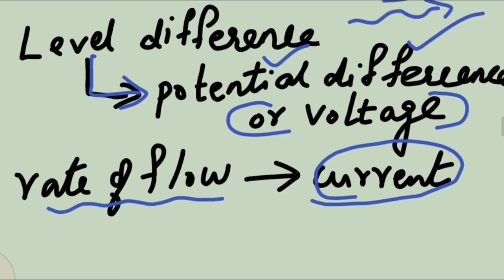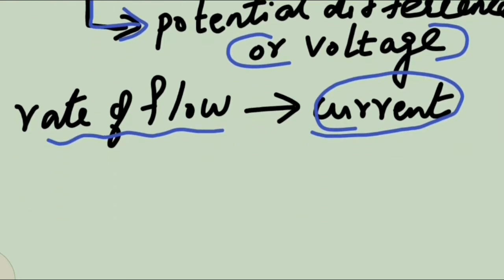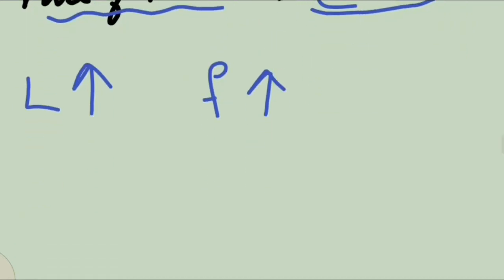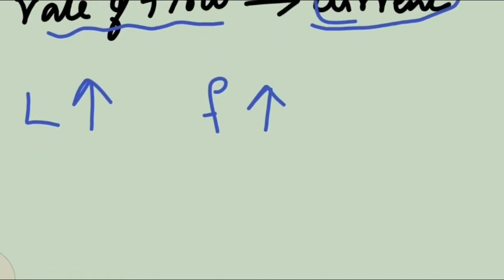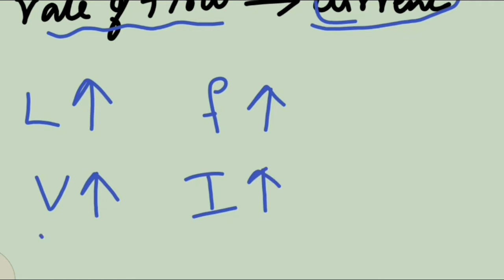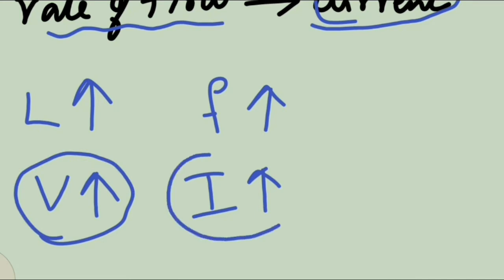So from the above example, you found that if the level difference is more, then the flow will be more. Similarly, we can find that if the voltage or the potential difference is more, the current will be more. So today's topic is the relationship between the voltage or potential difference and current. First we will do an experiment, and then we will go to the explanation of the experiment.